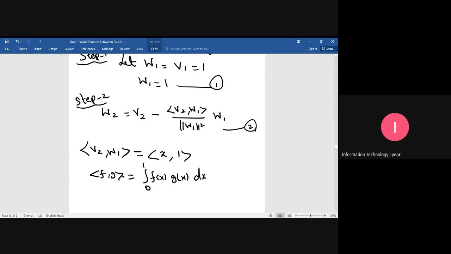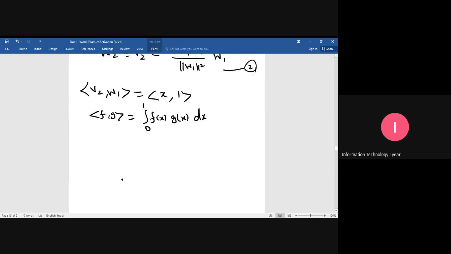Okay, this is the inner product of f comma g. It is actually comparing f of x with g of x. So that is the meaning of the inner product of f comma g. Therefore, the inner product of v2 comma w1 can be written as the integral from 0 to 1 of f of x times g of x dx. Here f of x is x, and g of x is 1, so we have substituted.